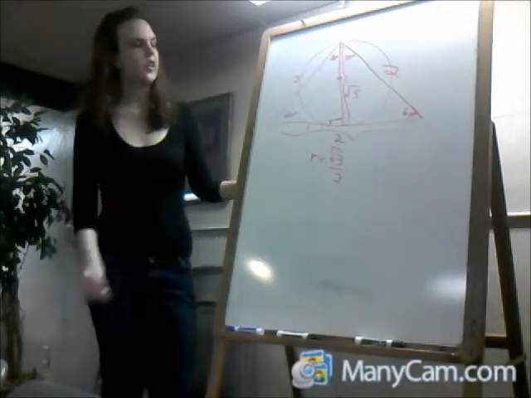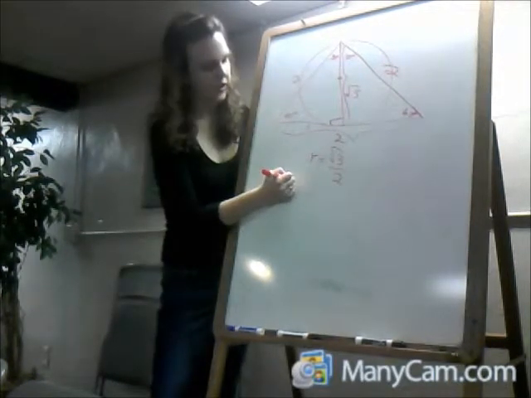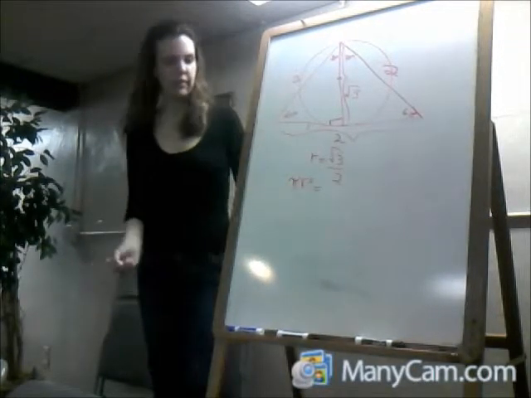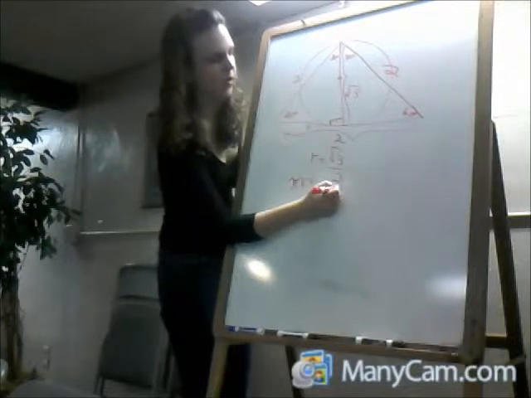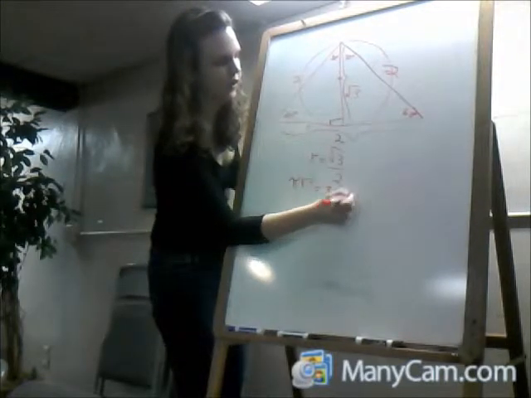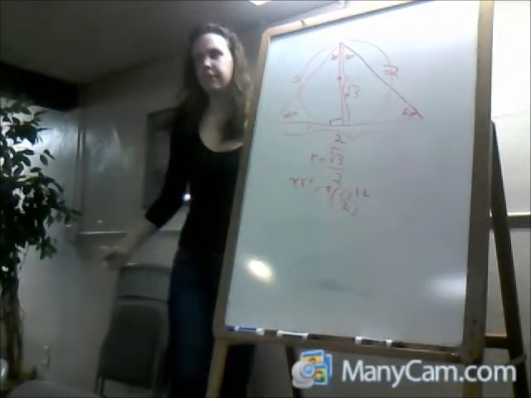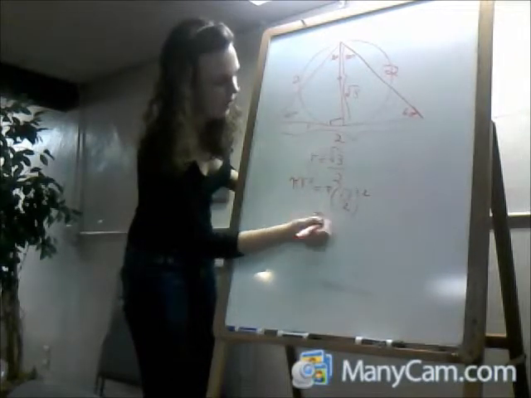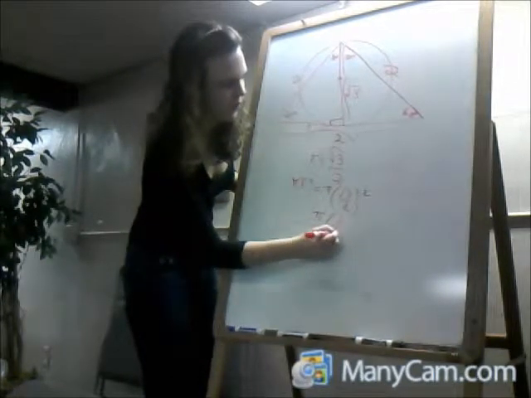And so then to get the area of the circle, we're just going to do pi r squared. And so that's going to be pi times square root 3 over 2 squared. So then we're going to get pi times 3 over 4.